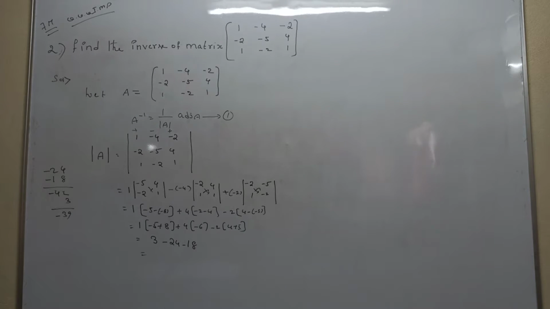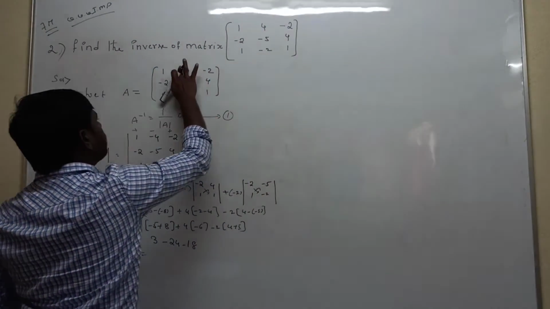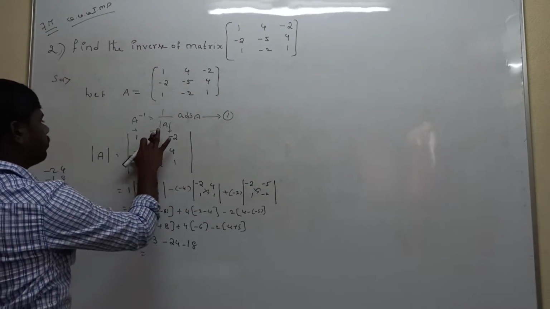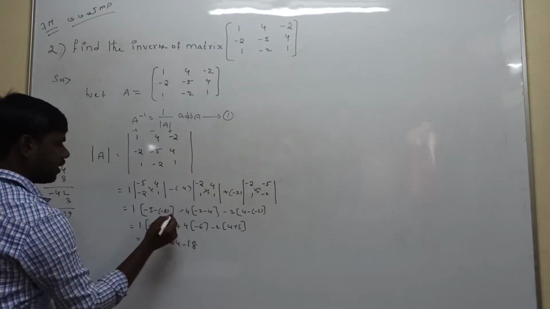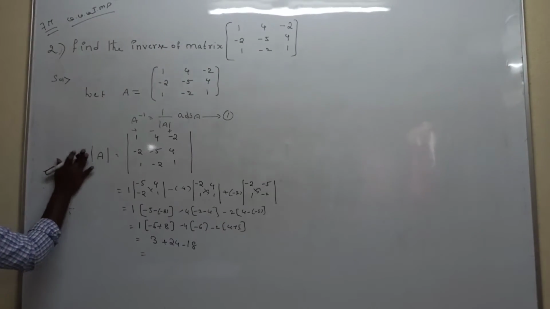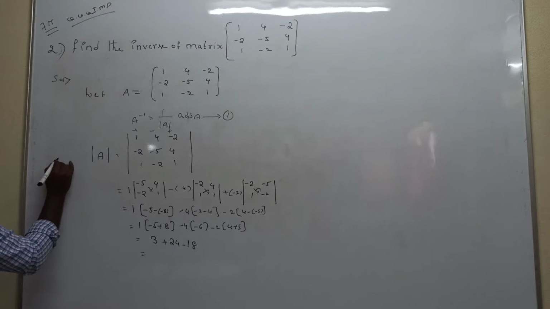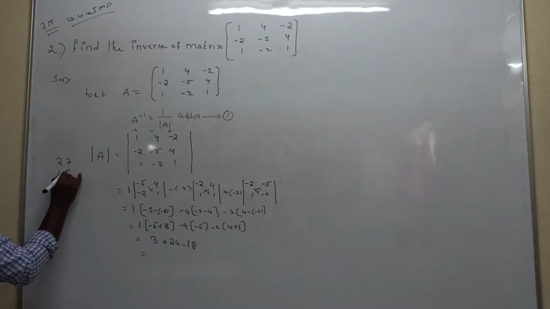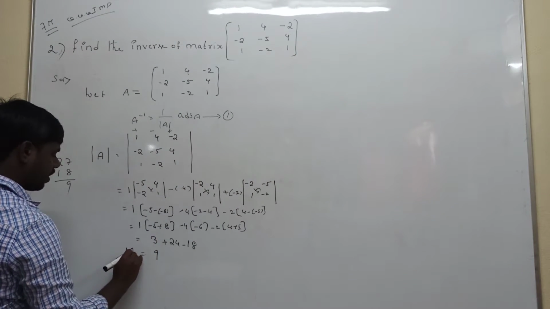So now, there is a mistake here. 1 times minus 4, this is not a minus 4. That is a plus 4. Minus that is plus. So now 24 plus 3 is 27. 27 minus 18, that value is 9. So the value is 9. Everyone understood?